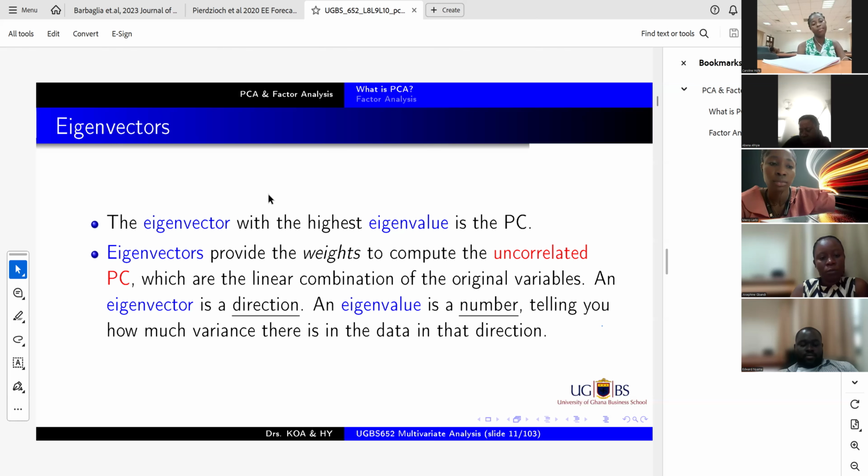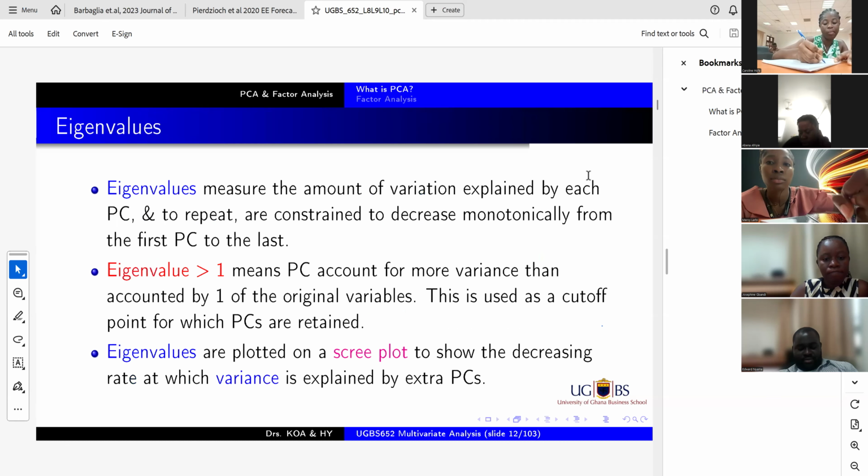Now, the eigenvector will show you the direction. The eigenvalue is a number which tells you how much variability there is in the data in that direction, in the direction of the eigenvector. Sometimes these terminologies of the eigenvector and the eigenvalues can be easily understood from the perspective of standard deviations and variances.